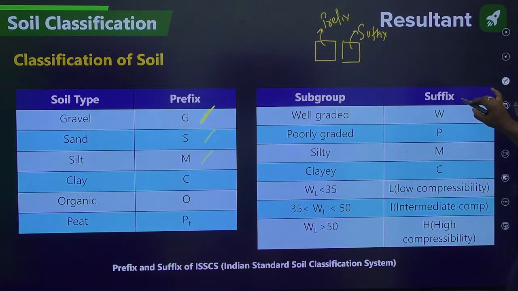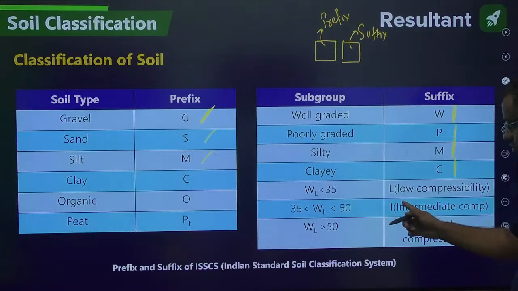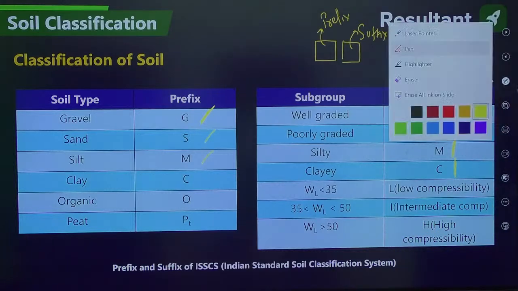Now for the suffix: W is for well graded, P for poorly graded, M for silt, C for clay. If the liquid limit is less than 35, it will be low compressible. With a liquid limit of 35 to 50, it will be intermediate compressible. Greater than 50, it will be high compressible.